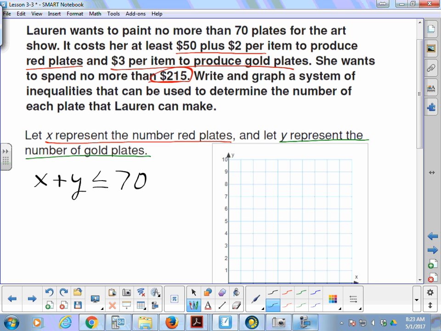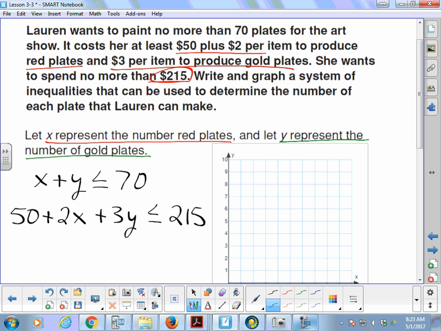All right. So we start out, we've got the $50. This is a set cost that she has to pay. Maybe it's a setup fee. Maybe it's to compensate the people that are working for her. One of those two things. All right. So she's got that amount of money that she's got to spend. Plus she spends $2 for every red plate. All right. So $2 for every X and $3 for every Y, because the gold plates are $3. And she doesn't want to spend more than $215. So we have the same situation there, less than or equal to 215.